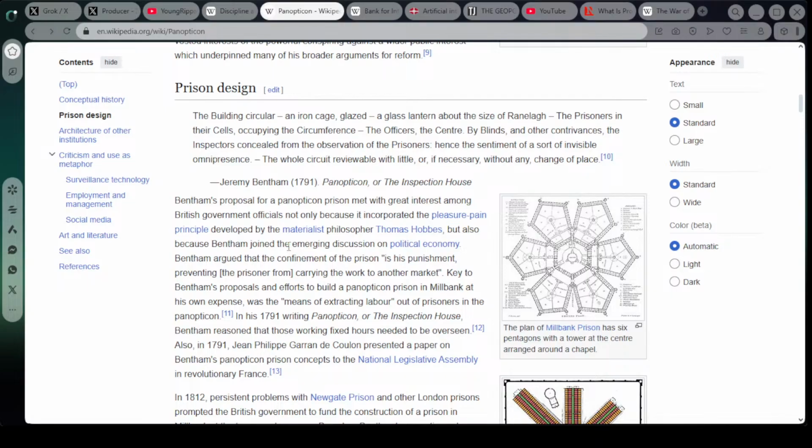The building, circular, an iron cage, glazed, a glass lantern about the size of a rangla, don't know that word. The prisoners in their cells occupying the circumference, the officers, the center, by blinds and other contrivances the inspectors concealed from the observation of the prisoners, hence the sentiment of a sort of invisible omnipresence. The whole circuit reviewable with little or, if necessary, without any change of place.